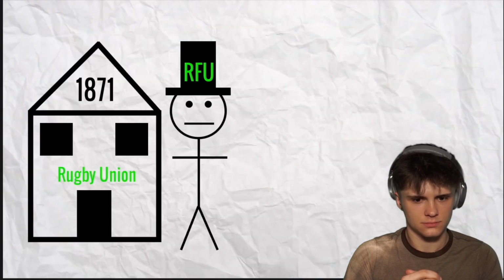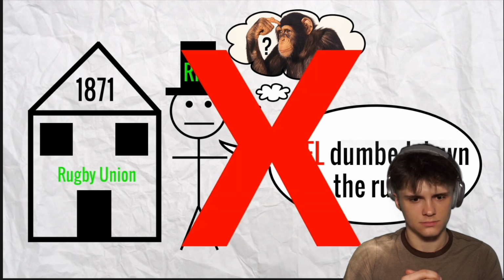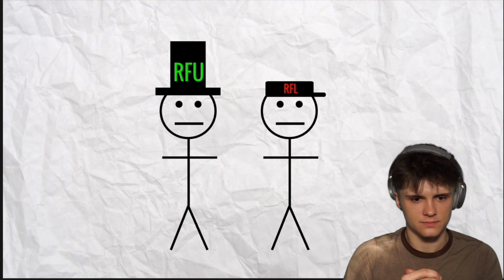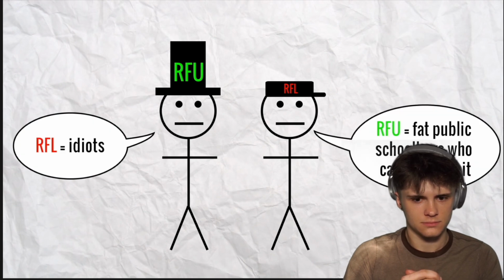Union fans would argue that they dumbed down the rules because their tiny little northern monkey brains couldn't understand Rugby Union, but this is certainly not the case. Yeah, that's offensive. Union fans refer to Rugby League players as idiots, whereas League fans think of Union players as fat public schoolboys who can't take a hit.